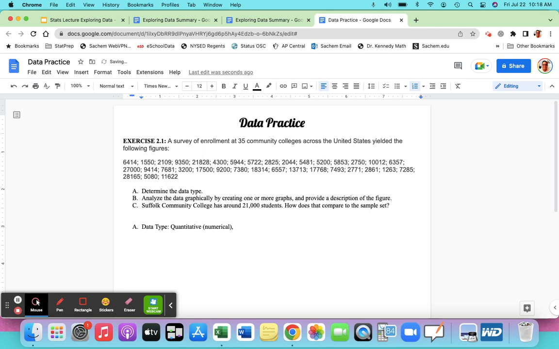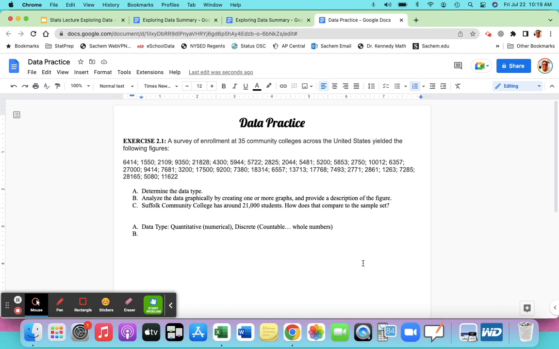Okay, I'm also going to say that it's discrete rather than continuous because it's countable, and also because it's whole numbers. So you would count the number of students. It's not like you would have 9,350.5. You wouldn't have decimals. It's whole numbers. So that makes it discrete data. Okay, so that's going to lead us to part B. Analyze the data graphically by creating one or more graphs and provide a description of the figure.